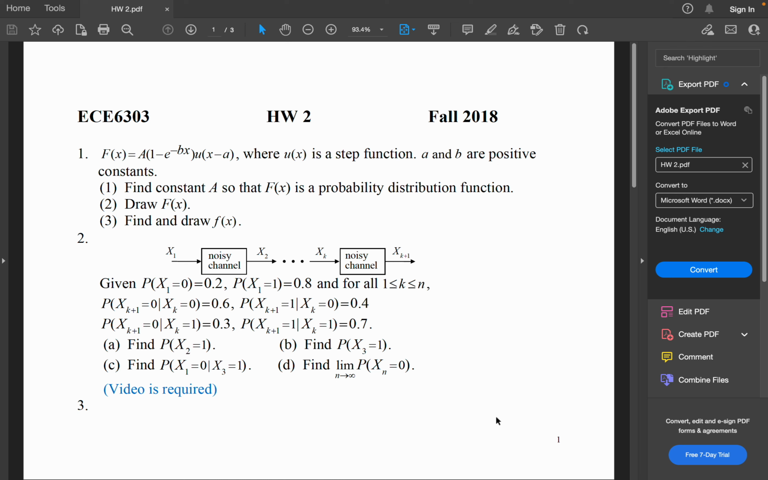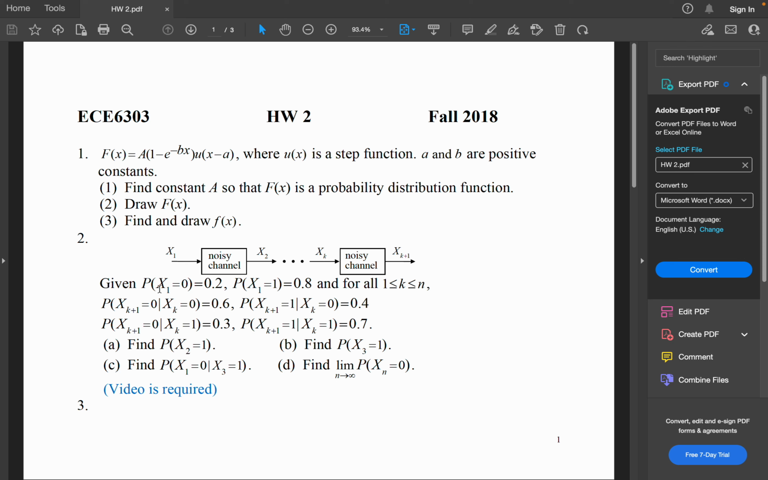In this video, I'll be explaining question 2 of homework 2. So the question goes as follows. We are given an input signal x1. We pass it through a noisy channel and we get an output x2. Then we pass x2 again through a noisy channel to get x3, and this goes on till we pass the input xk through the noisy channel to get the output xk plus 1.